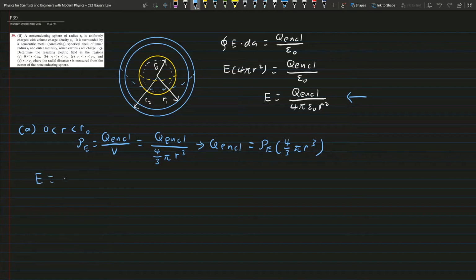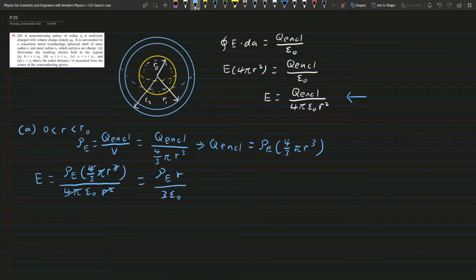So E is equal to this thing. We substitute the charge enclosed inside. We get rho e times 4/3 pi r cubed over 4 pi epsilon naught r squared. So we can cancel out. We get this equals rho e r over 3 epsilon naught.